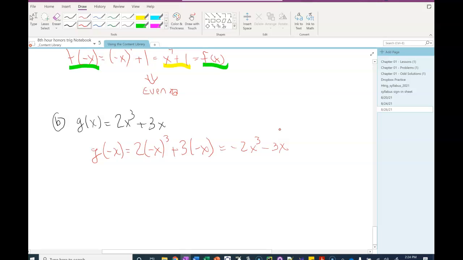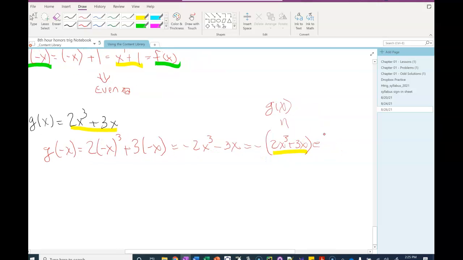If I compare that to g of x, I notice it's not the same. The signs are not correct. However, if I factor a negative sign out, what's left is g of x. So this part is g of x, and since I have a negative sign in front of it, I have negative g of x, and that is equal to g of negative x, so we know we're odd.